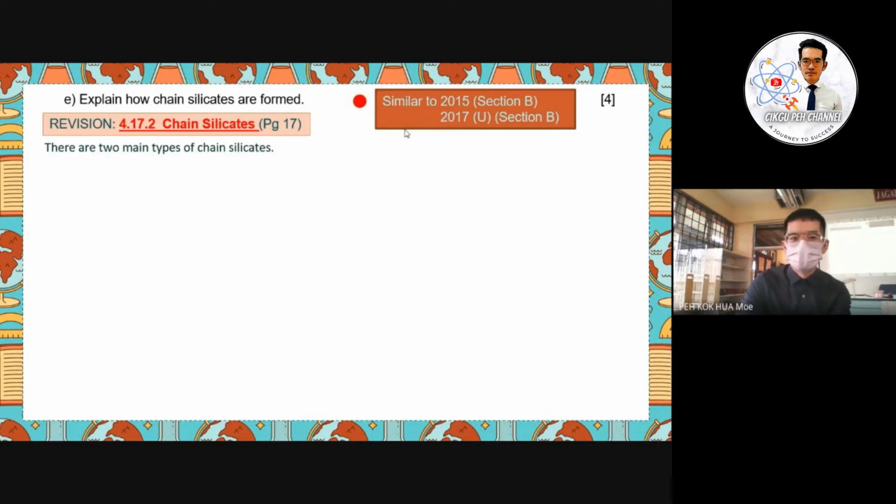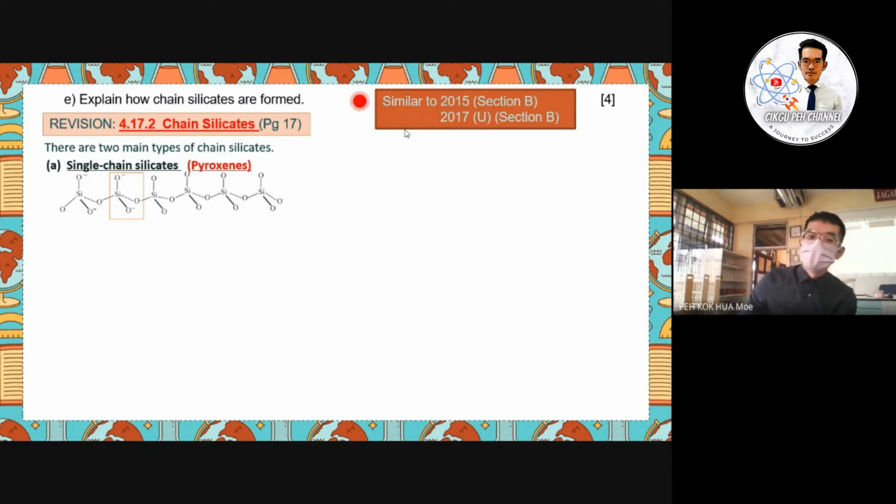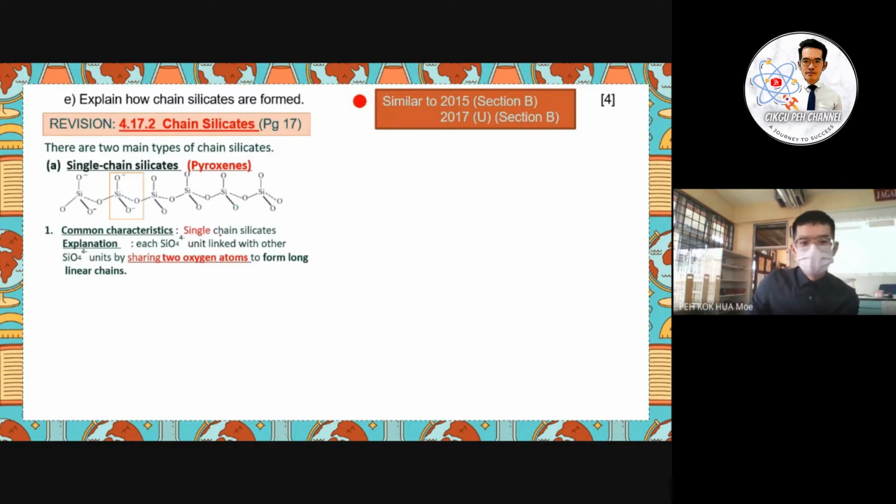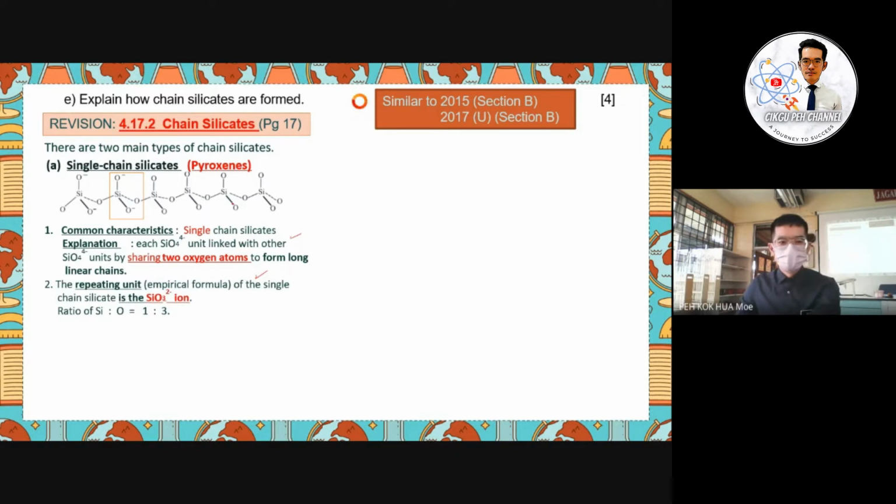So there are 2 types of the chain silicate here. Okay, so first will be the pyroxene. Okay, it's a single chain silicate. So you have to memorize their structure. So the common factor, single chain silicate: each unit of the SiO4 4- is linked together by sharing 2 oxygen atoms, so that they can form a long linear chain, right? So you have to memorize these 2. And then the repeating unit for the chain silicate here will be SiO3 2- ion.